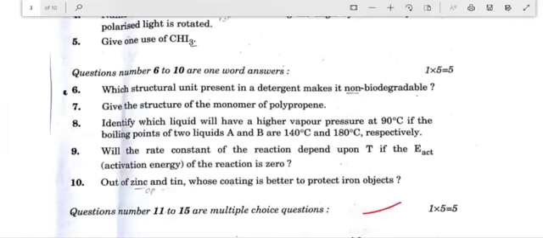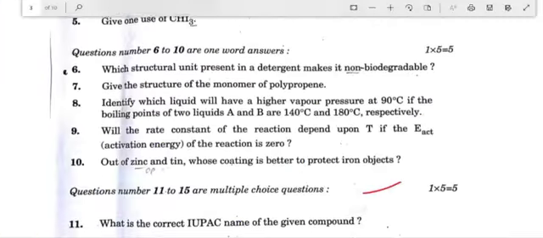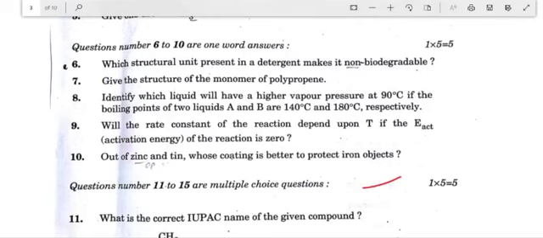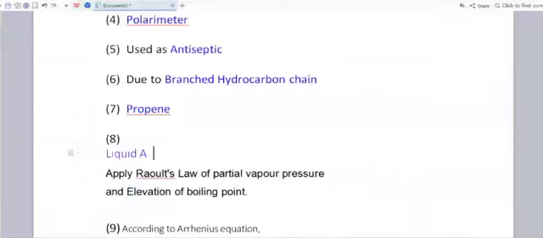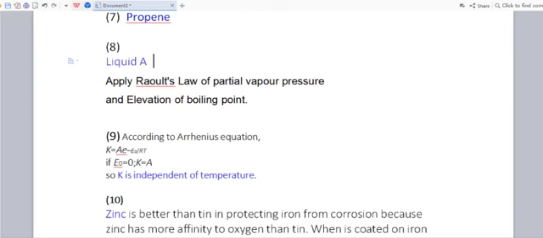Then identify the liquid which has higher vapor pressure at 90 degrees Celsius. Boiling points are given, so using Raoult's law and vapor pressure, the answer comes out to be liquid A. Then, will the rate constant of the reaction depend upon temperature if activation energy is 0? No, it will not depend upon temperature. According to the Arrhenius equation you can prove that also.